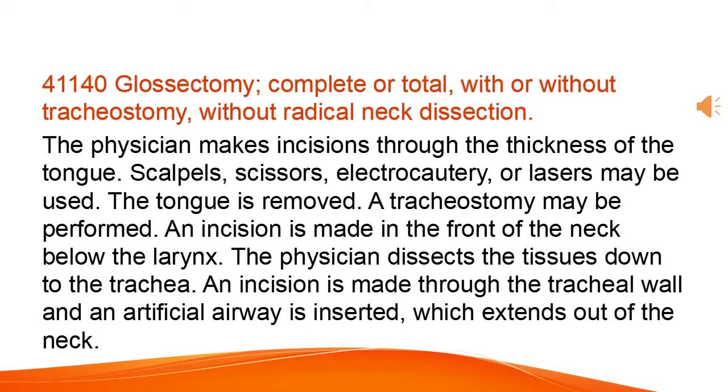An incision is made in the front of the neck below the larynx. The physician dissects the tissues down to the trachea. An incision is made through the tracheal wall and an artificial airway is inserted, which extends out of the neck.